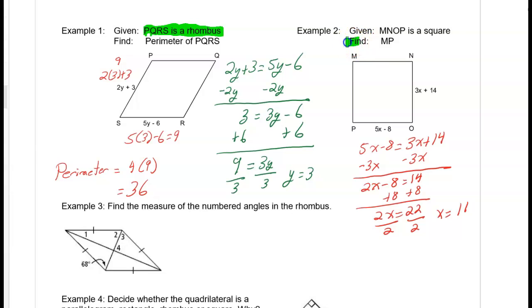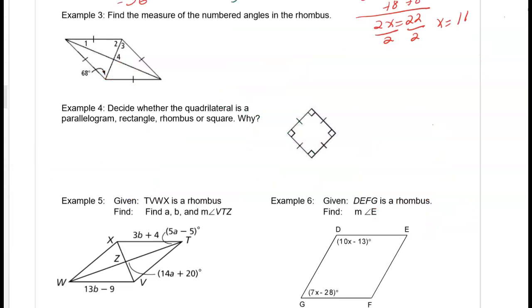Now make sure we substitute back in because we want to find the length of MP. So the length of MP is the same as 3x plus 14. It's also the same as 5x minus 8, so it doesn't matter which one you plug in. So MP is 3 times 11 plus 14, 33 plus 14. And when you add those up, you get 47. If you were to plug in 11 into 5x minus 8, you will get the same answer. Let's take a look at problem number 3.